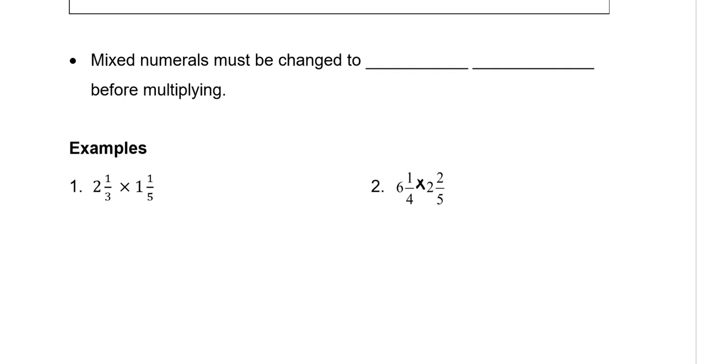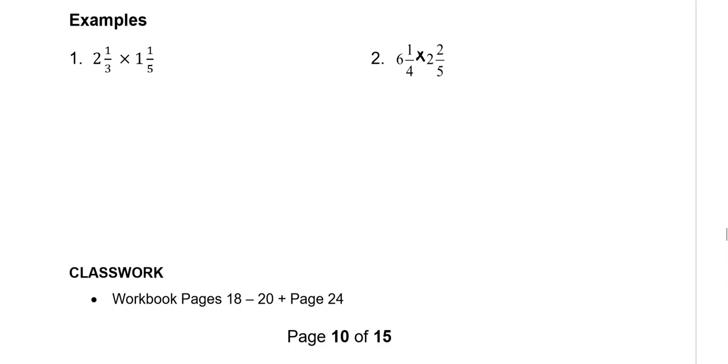Mixed numerals must be changed into improper fractions before multiplying. I want to see it on your page that you have changed them into improper fractions first. We only have 2 questions here because we already know the multiplying part. It's only the improper fractions that's the new part. So these 2 mixed numerals, we have to convert them. That's my first step.